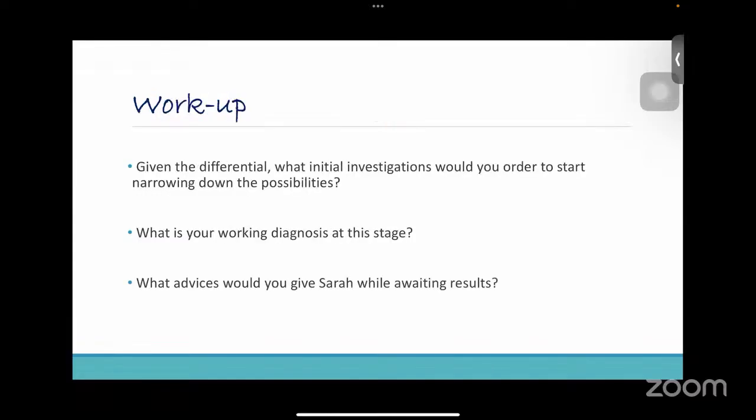Now, given the differentials, what initial investigation would you order to start narrowing down the possibilities? Because these are a lot of differential diagnoses, what tests do we need to do? CBC. Yes, blood count. Urine analysis. CBC to check for what? Exactly. CBC to check for total white blood cell count. Maybe she has inflammation or infection. And also anemia, if she has anemia. Yes, which is common in inflammatory bowel disease.